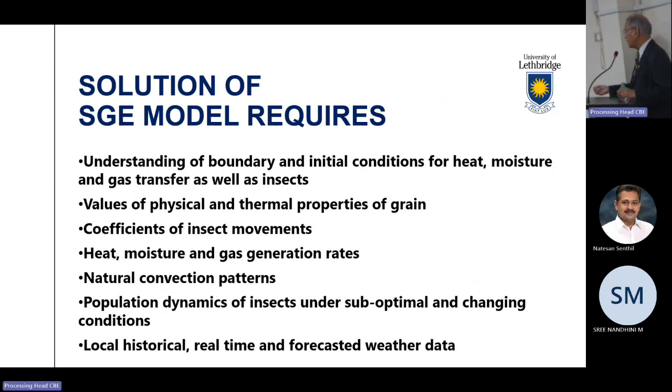Or should you be doing drying before you start storing? So you need the forecasted weather data for a week or 2 weeks to predict what's going to happen in the immediate future and what decision needs to be taken in the immediate future. And historical data is needed for the validation and development of the model.